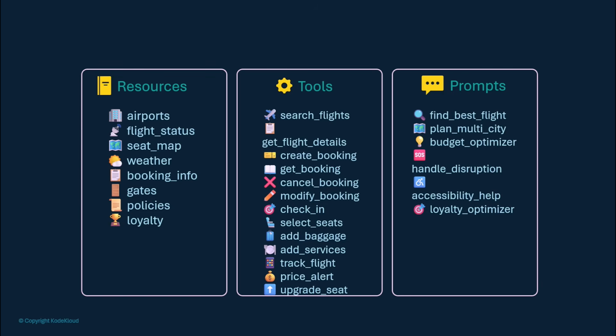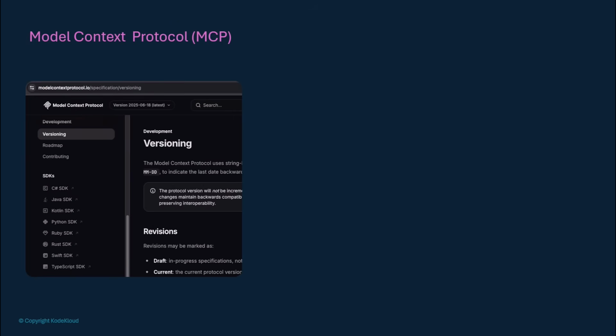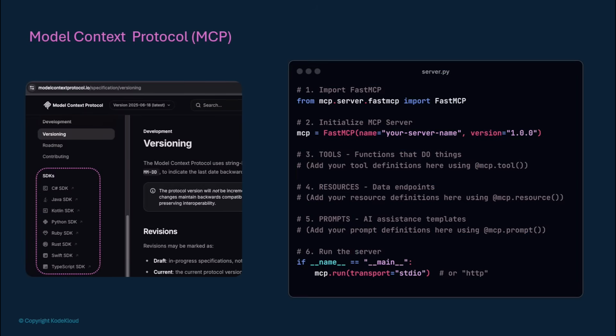The Model Context Protocol site has some handy SDKs along with the specification. These can be used to simplify the development of the MCP servers. The SDKs can be found at the modelcontextprotocol.io website under the SDK section. And let's start with a simple Python SDK.